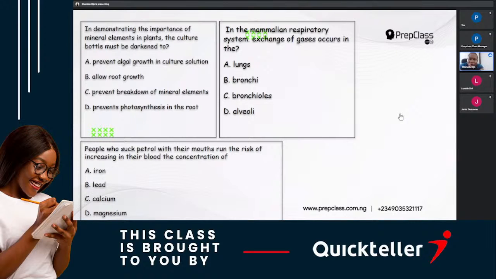People who suck petrol with their mouth run the risk of increasing in their blood the concentration of which mineral? Now let me explain all the options.